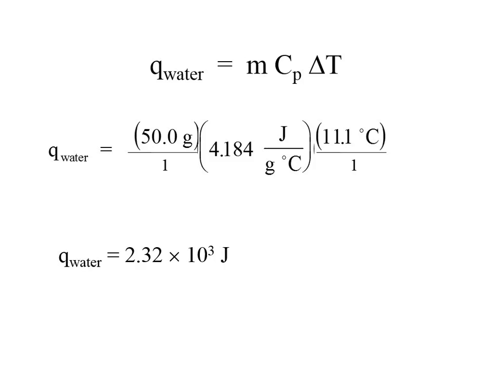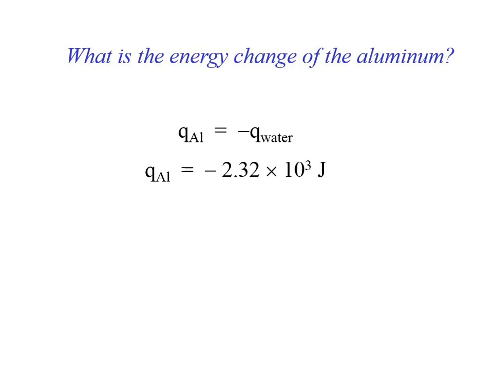Now, you go back a few slides, we said Q of aluminum is equal to negative Q of water. Okay? Now, if you have that in your work, you are ready to just step up and say Q of the aluminum is equal to negative 2,320 joules. But you can't do this step unless earlier you showed how you got to this step. Okay? Does that make sense?